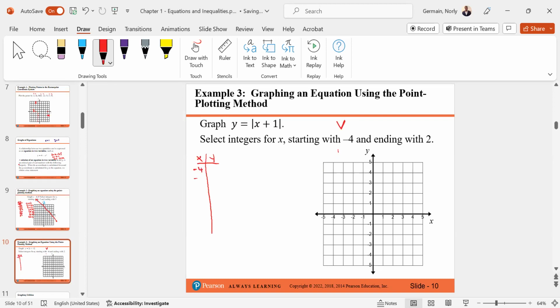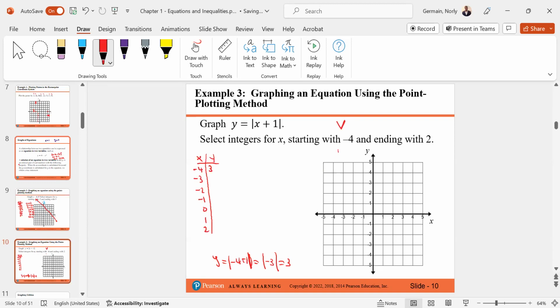But they said use -4, -3, -2, -1, 0, 1, and 2. Stop at 2. When you plug -4 into these expressions, like y equals the absolute value of -4 plus 1, that would give you -3. The absolute value of any real number is positive, so that would be 3. Okay, because the absolute value of any negative number is positive, and any positive number stays positive.